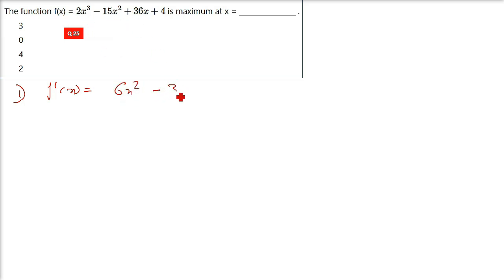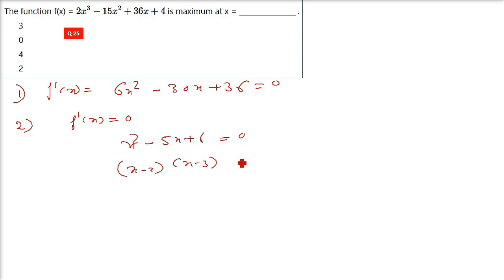6x square minus 30x plus 36, and this one has to be differentiated and equated to 0. Once you equate it to 0, 6x square minus 30x plus 36 equals 0, you can divide both the sides by 6. So you will get x square minus 5x plus 6. This has become quite easy now. (x minus 2) into (x minus 3) are the two factors. So x will be either 2 or 3. 2 and 3 are the options. So this is maximum at x equals to what? Either it can be x equals 2 or x equals 3. These are the only options we have right now.